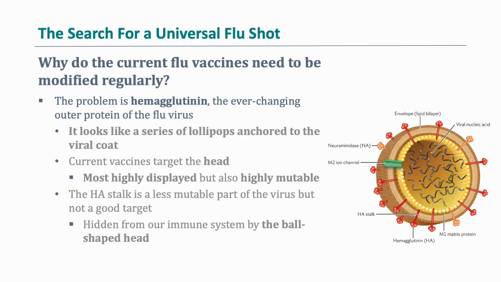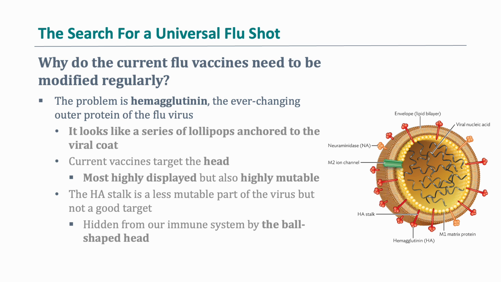Why do the current flu vaccines need to be modified regularly? The primary challenge in combating the influenza virus lies in a protein called hemagglutinin, which is located on the outer surface of the virus. Hemagglutinin acts like a key that allows the virus to enter human cells, but it's constantly changing or mutating, making it difficult for our immune system to respond to it year after year.